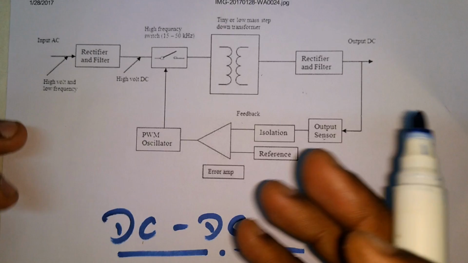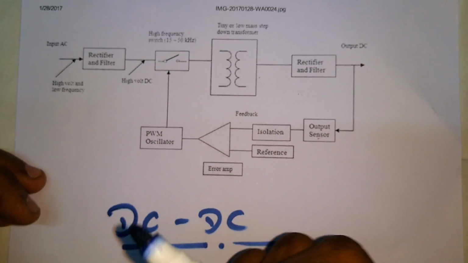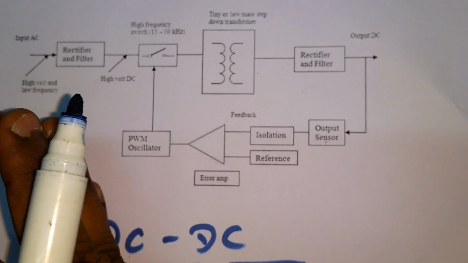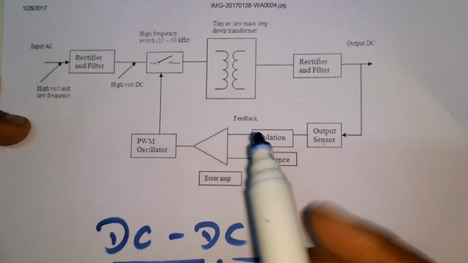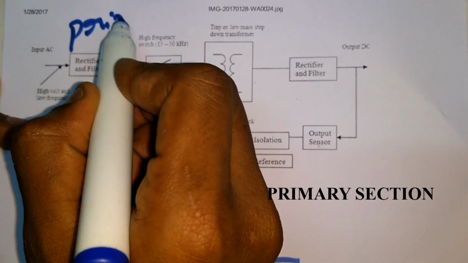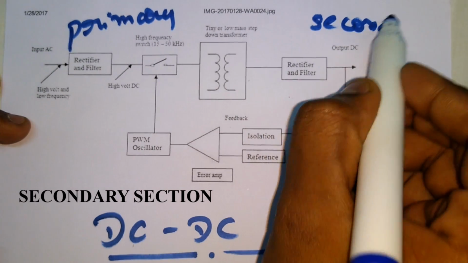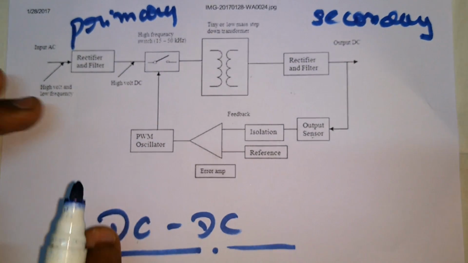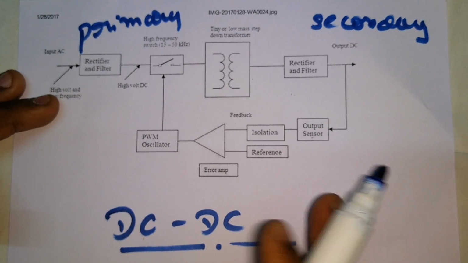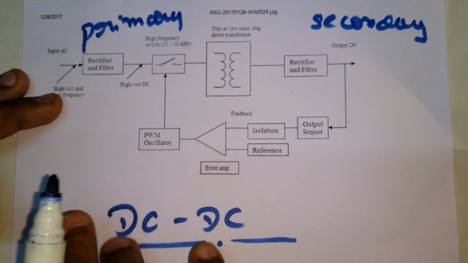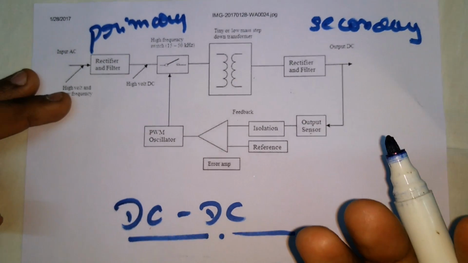Before going in depth, I want to mention a few more very important things. Only two sections are there, so I'm going to divide it into two sections: a primary and a secondary. These are the two main parts of my explanation. Why are we going to divide? This is the primary and this is the secondary. Let me explain this case.